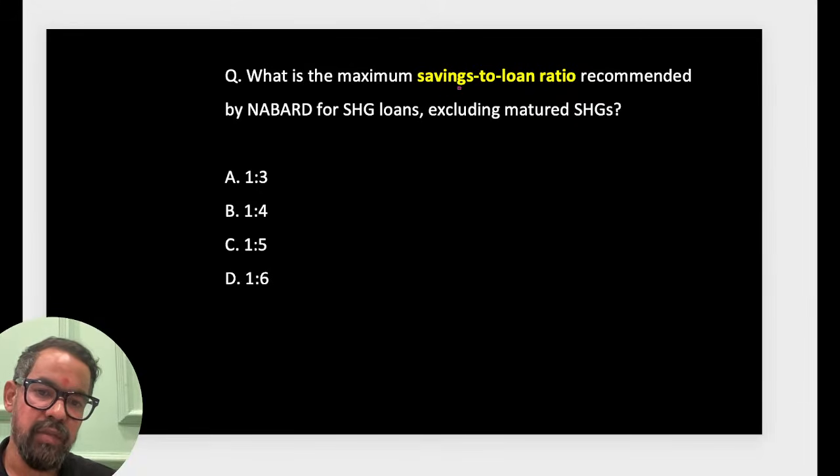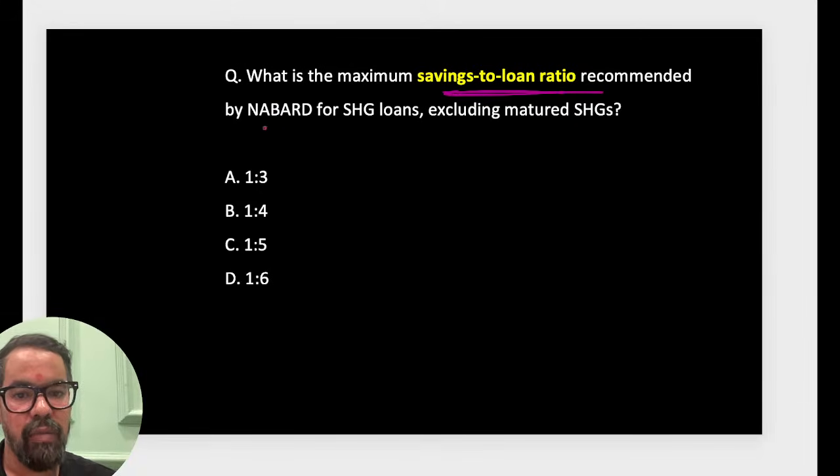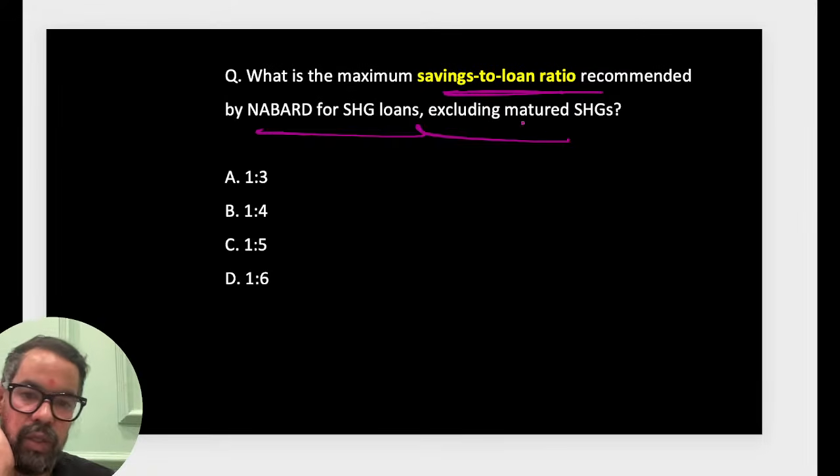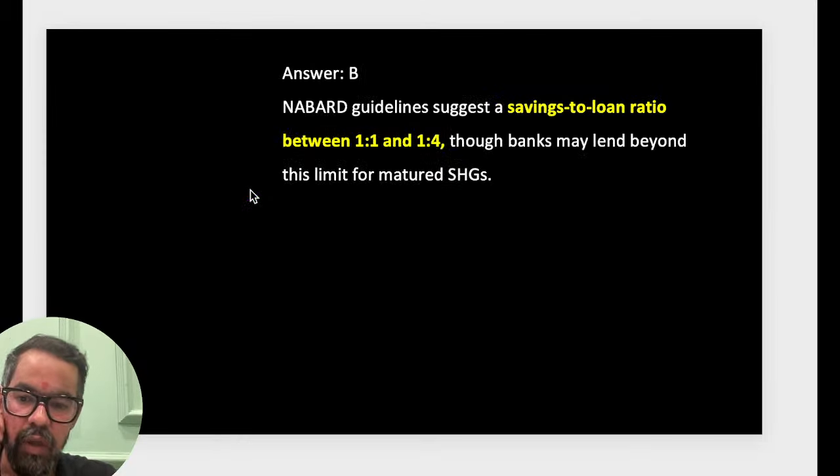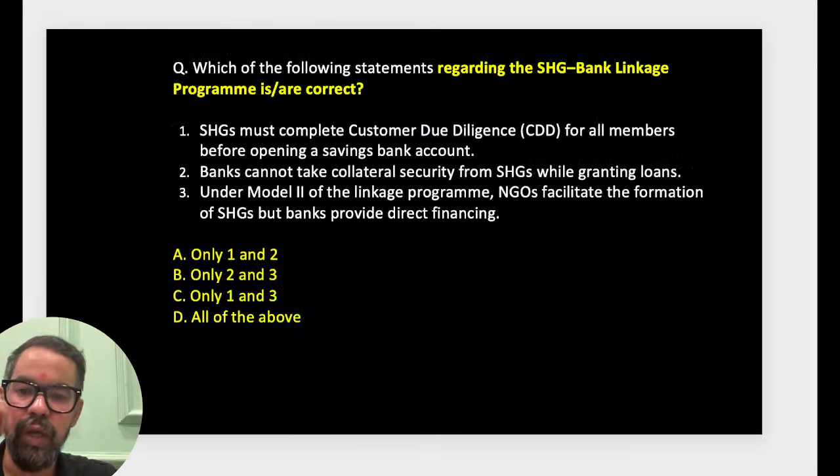What is the maximum saving to loan ratio by NABARD for self-help groups, excluding matured self-help groups? कितना है बताओ जरा, आसान है तो आई गेस. हाँ, यस, 1:4. ठीक है, बिल्कुल सही, वेरी गुड. It is 1:4. नेक्स्ट वन.